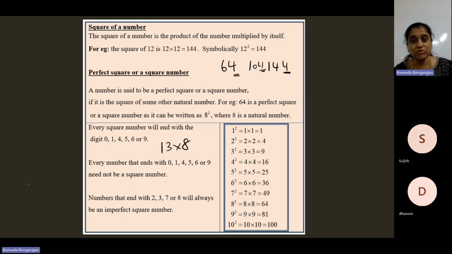Yes, we'll come to all that later. Still, if supposing it was 1.44, it's a perfect square because it is 1.2 into 1.2. So you're saying some decimal number, that also will be a non-terminating decimal.